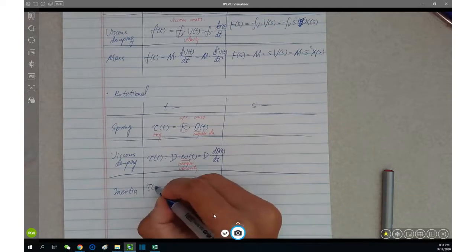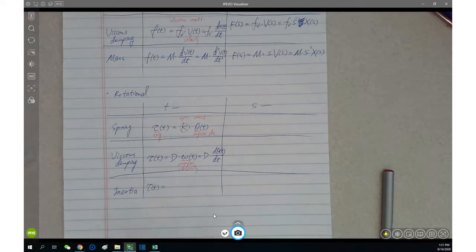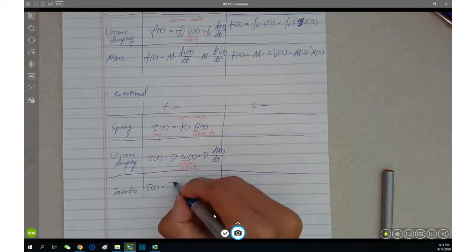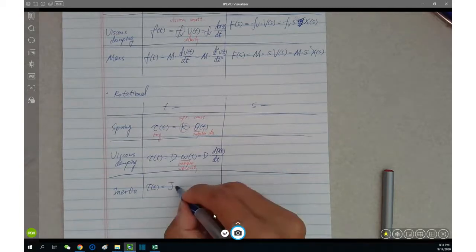The last one is the inertial. Anyone know what is the inertial's role in the torque relation? What is it? Torque equals what in terms of inertial? Should be J. They usually call it J times d squared theta of t over dt squared.